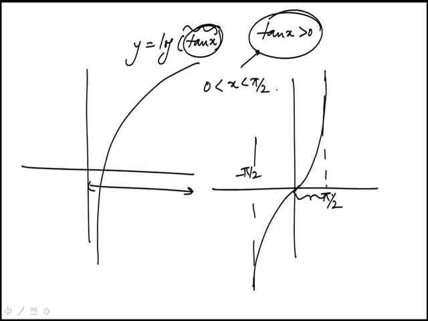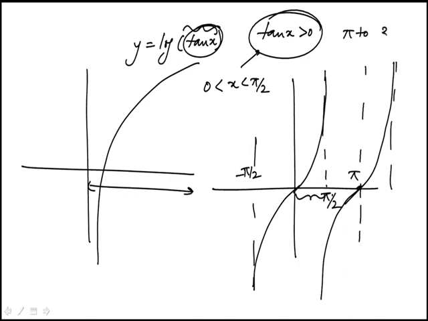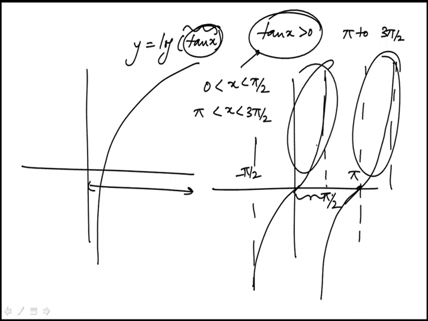Now, tangent is a periodic function. If you were to draw this out, the next tangent function would be at pi, and again, it would be only this piece from pi to 3 pi over 2. So x could also be between pi and 3 pi over 2, and then this keeps going on both sides. But you're only looking at the piece where the tangent function is positive.